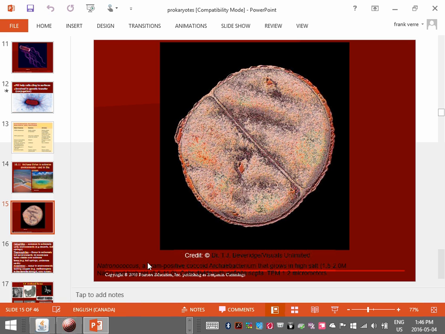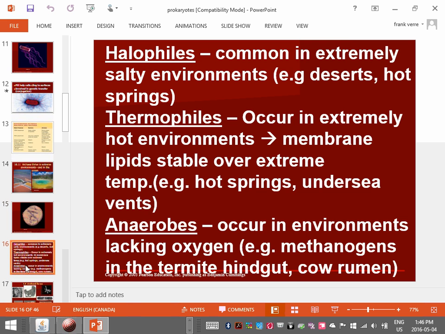Okay? Here is an example of one. This is Natronococcus. I'll explain how to name bacteria in a second, okay? And it can grow in a very, very salty environment. Now, you know that salt can kill things, right? Okay, because it draws water out of organisms. But this thing can live in a very salty environment that most other things can't. Here are some examples of Archaea.